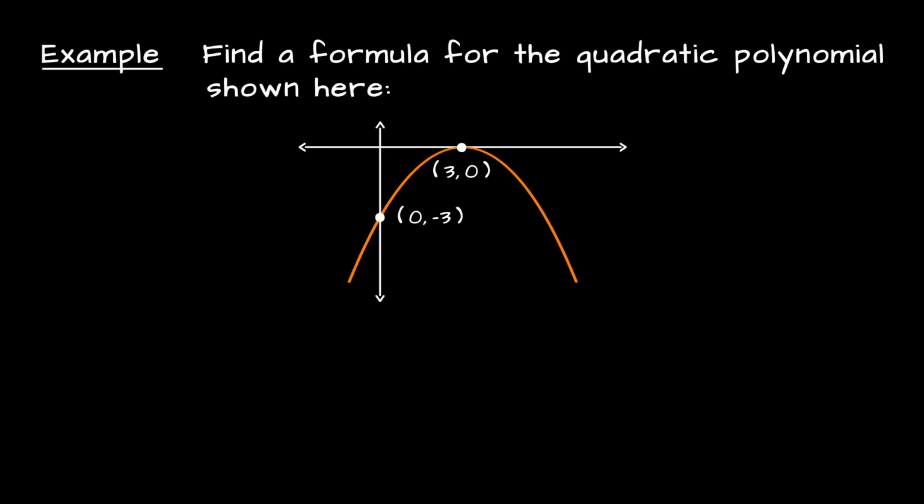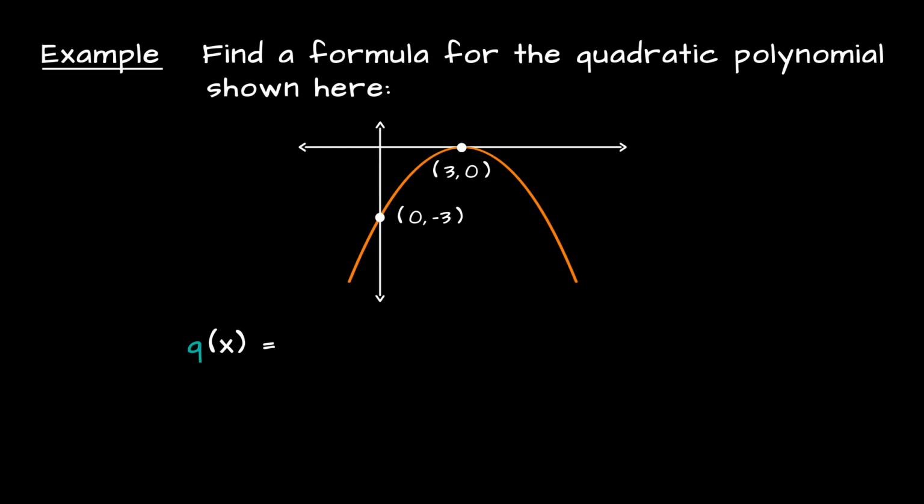Let's do an example problem. This problem is asking us to find a formula for the quadratic polynomial whose graph is shown here. We can see that this quadratic function has a 0 at x equals 3 because it touches the x-axis there. And in fact, since it's only 1 root and this is a quadratic function, that 0 must in fact be a double root. So we can begin to write down our formula.